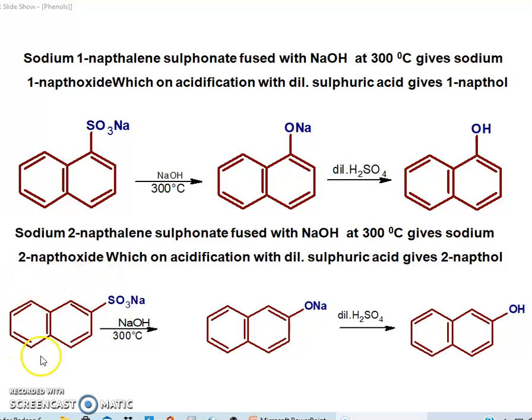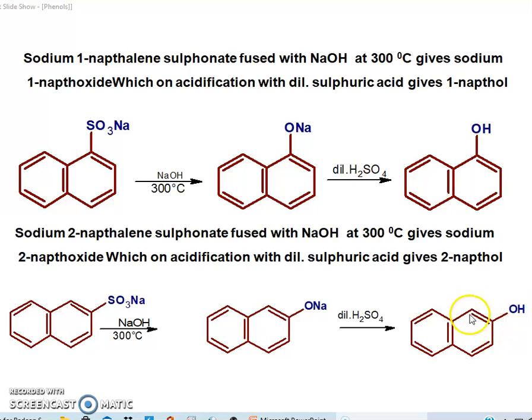Similarly, the other reaction we can do, like sodium 2-naphthalene sulfonate is fused with sodium hydroxide at 300 degrees centigrade. It gives sodium 2-naphthoxide. This sodium 2-naphthoxide is acidified with dilute H2SO4, then what happens? This O minus picks up the proton from this acid and is converted to OH. The product name is 2-naphthol, or another name is beta naphthol.